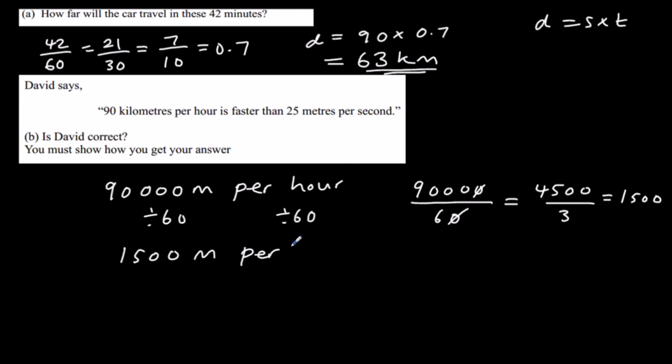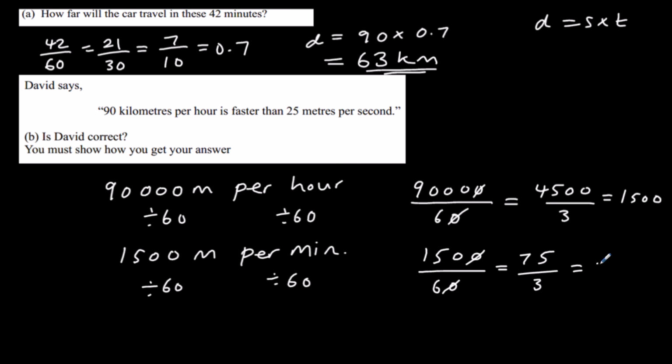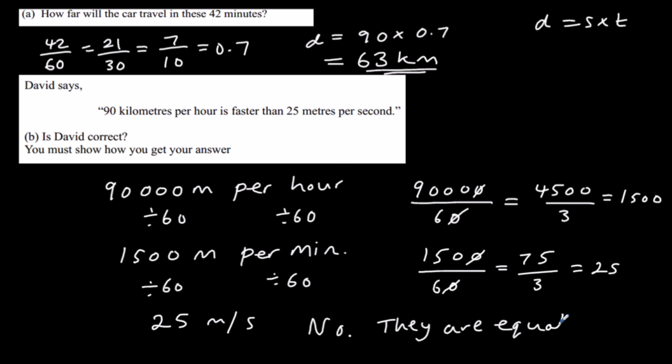meters per minute. To change it to seconds, divide by 60 again. So 1,500 over 60 is the same as 150 over 6, which is 75 over 3, which is 25. So 25 meters per second. So again, they are equal. So no, he's not correct, because 90 kilometers per hour is 25 meters per second.